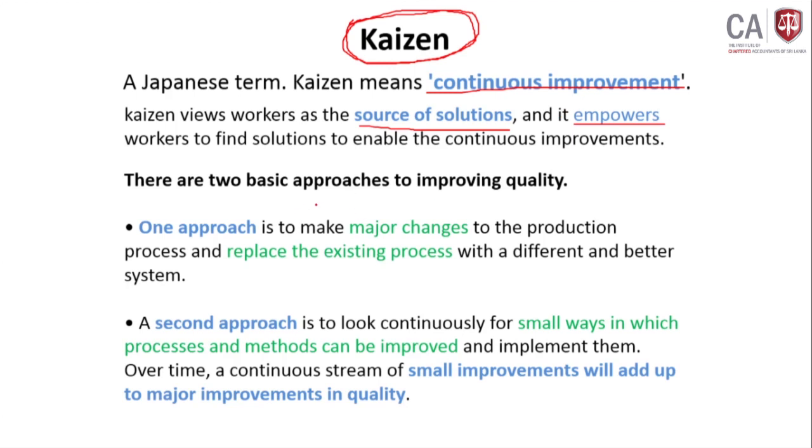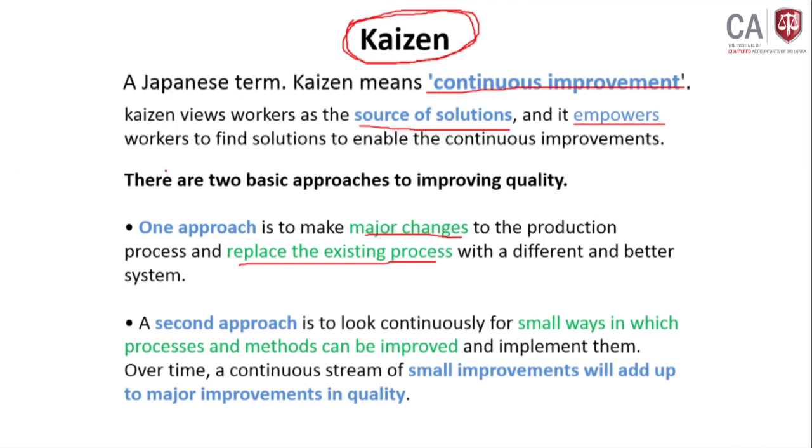There are two basic approaches to improving quality. What are those two basic approaches? The one approach is to make major changes to the production process and replace the existing processes. So, this is how he is going to improve the quality, by making major changes and replacing the existing processes. You are not doing it one by one; instantly you put in the product that is developed now and remove the available product.